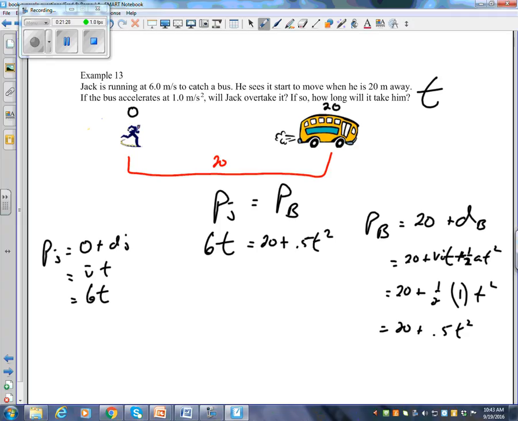Okay, I'm going to let you guys solve it. Is it 0.5 t squared altogether? Yep. Okay, so you need some help getting the quadratic formula set up. To use the quadratic formula, one side has to be equal to 0. So let's set one side equal to 0. Does it matter which side? No.